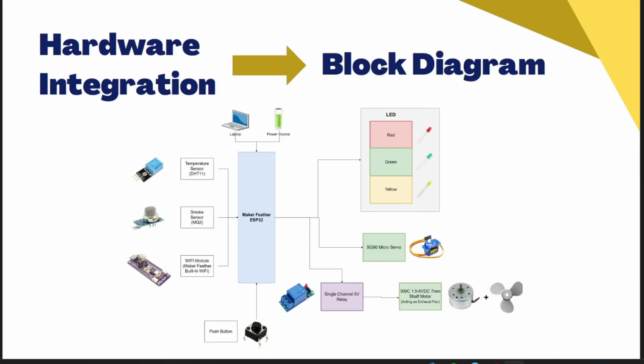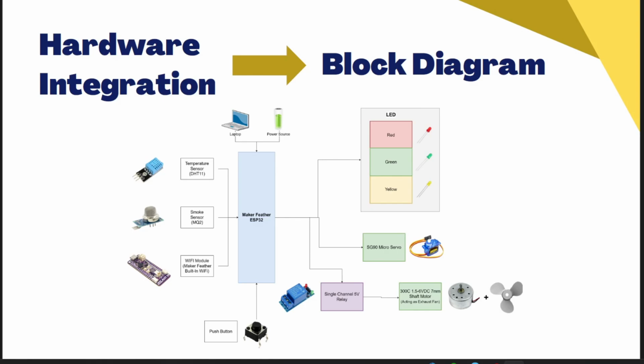Next, let's have a look at the integration in terms of the block diagram for ease of visualization. The MQ2 and DHT11 sensors for detecting gas, smoke, humidity, and environmental conditions. Servo motors for unlocking emergency exits, relays and shaft motors for ventilation, sequential LEDs for guided evacuation paths, all controlled by the Maker Feather ESP32.